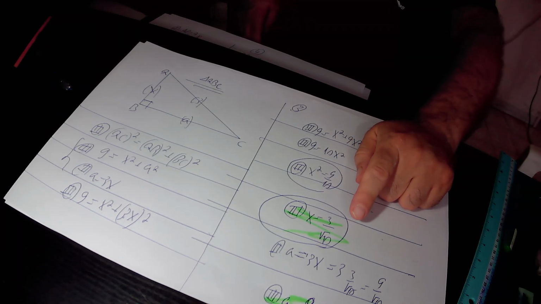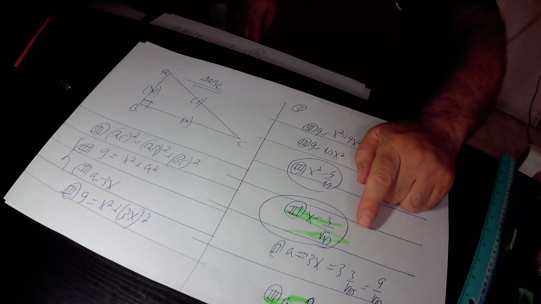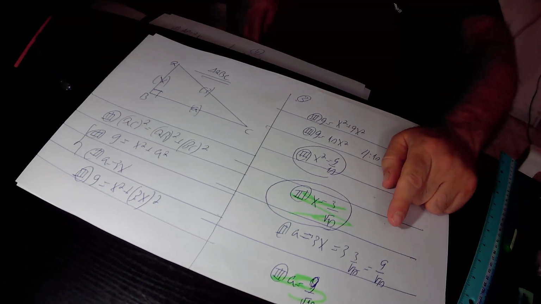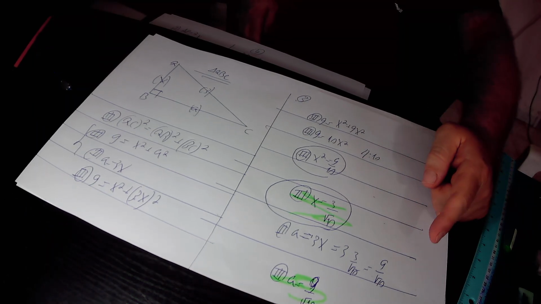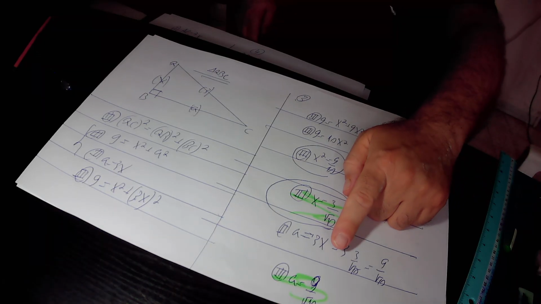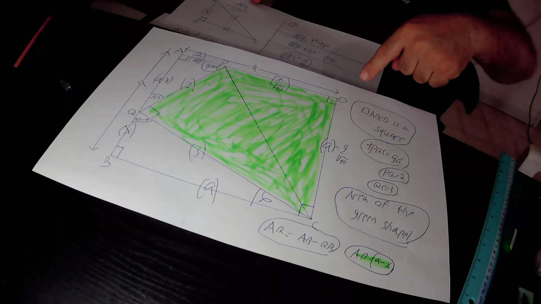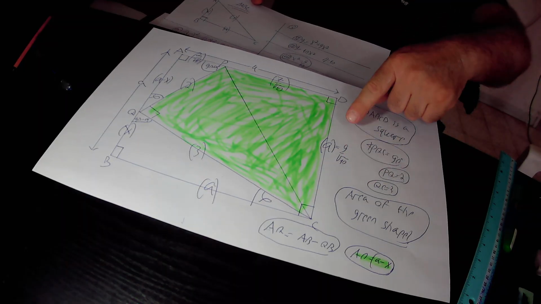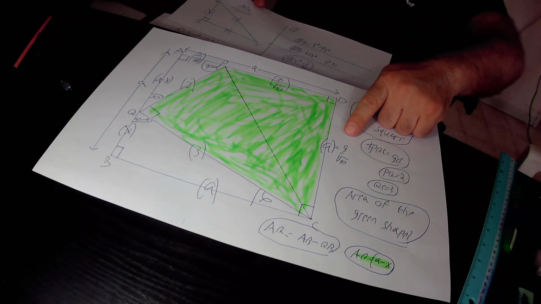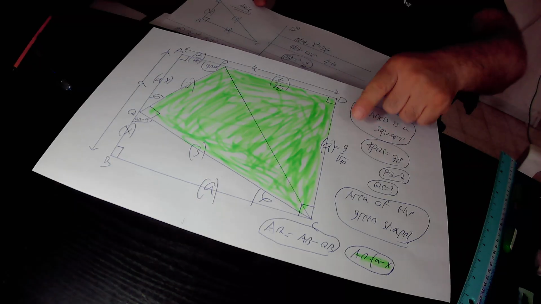This is according to equation 3, while according to equation 2, a equals 3x. So a equals 3 times x, and x is 3 over square root of 10. So in total, a equals 3 times 3, that is 9 over square root of 10 units in length. This is to say, this side DC is equal to a, which equals 9 over square root of 10 units in length.